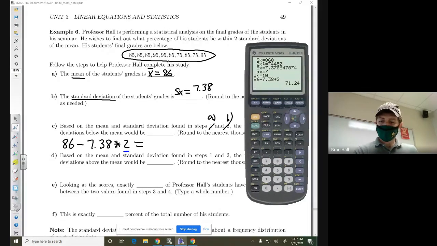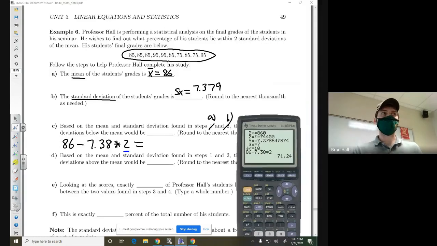71.21. I rounded to 2 decimal places. I just realized that. I rounded to 2 decimal places. Why did I do that? 379. That's for the thousandth. Okay, sorry about that. That's 3 decimal places.